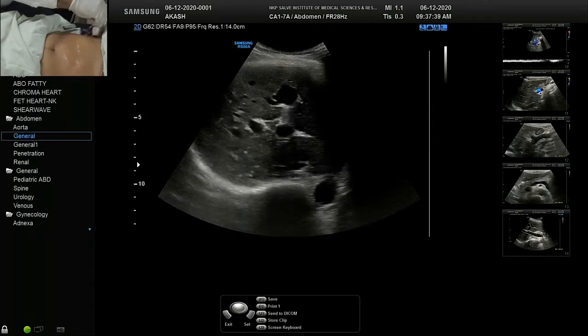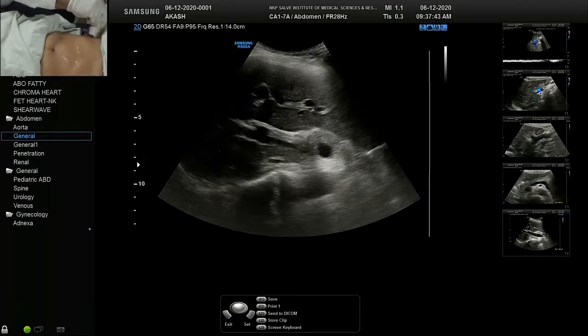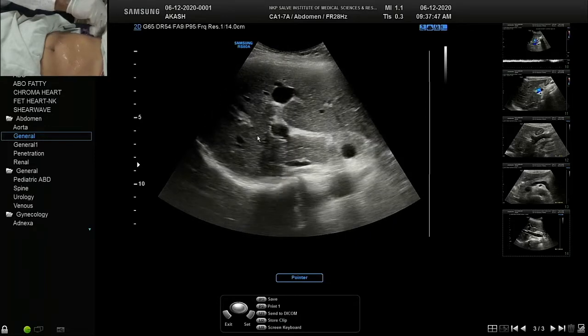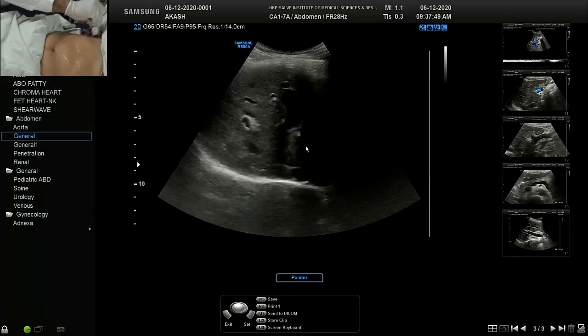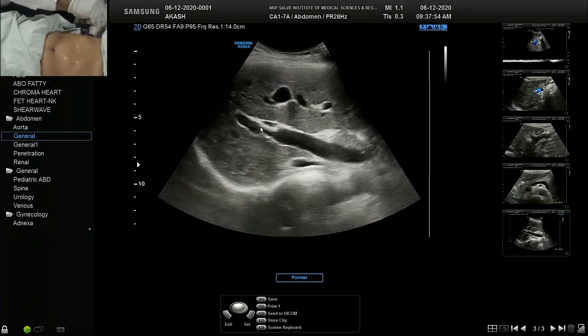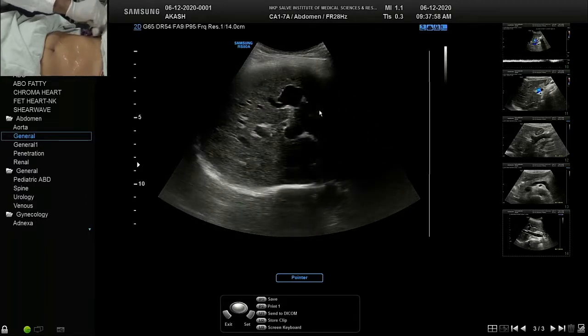And see this. That is a portal vein. The portal vein is branching to, this is right, and surprisingly the left is bigger in size than the right branch. This is the right branch, this is the left branch, and that is bigger in size.